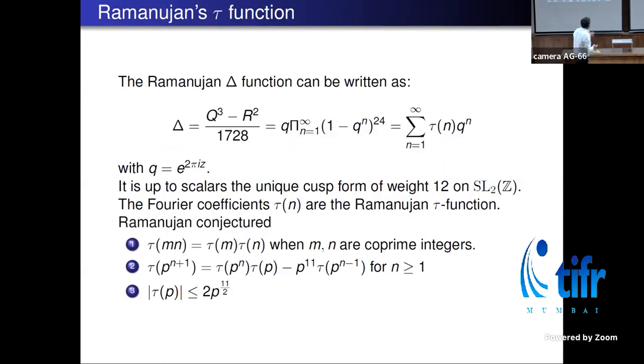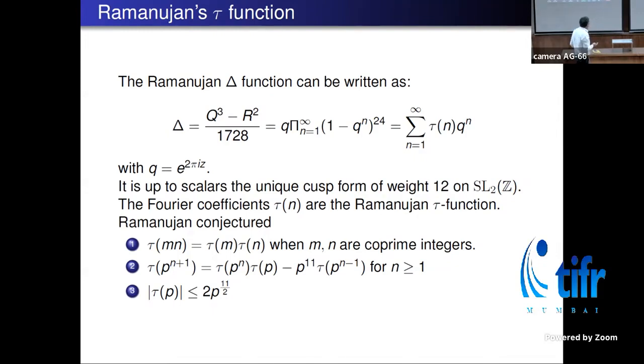Okay. So this Ramanujan delta function, in terms of Q and R, is a homogeneous polynomial of degree 12, if you remember that Q and R have weights 4 and 6. And it has the q-expansion which we started with, and a Fourier expansion which by definition is the sum of tau(n) q^n. Right, so this is the Ramanujan tau function.